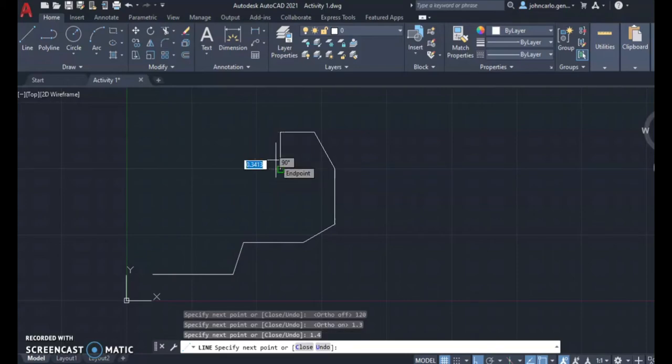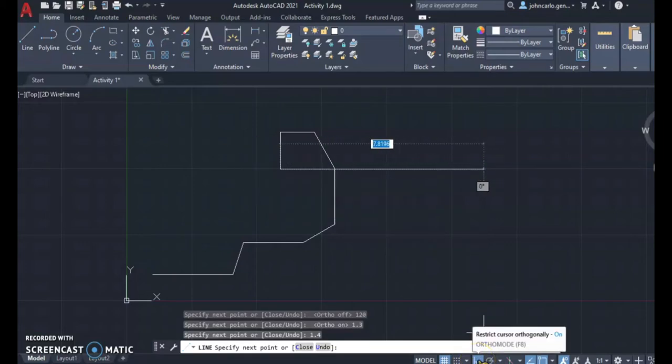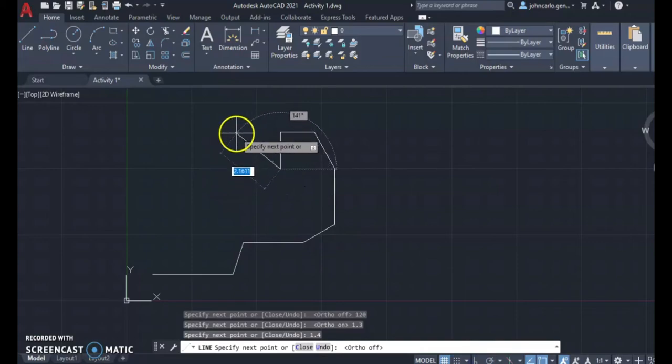Okay, the next is a slant, a 45 degree, then of the ortho mode, 45 degree. It is not literally a 45 degree that we're going to put again. So first we're going to put the length of the line, which is 2.2, tab, then we're going to sub.